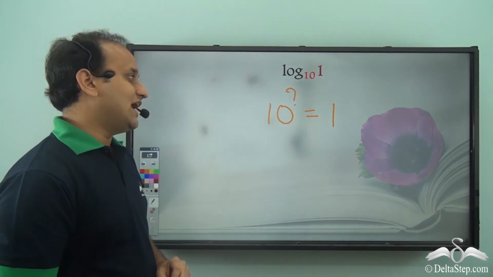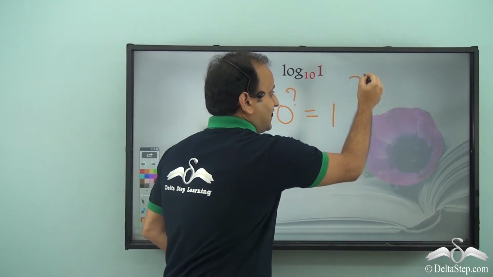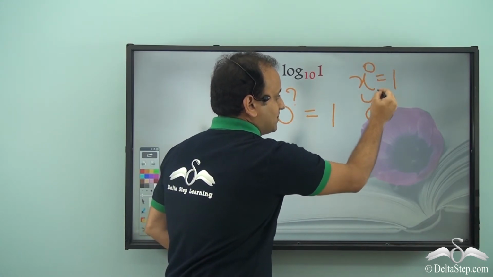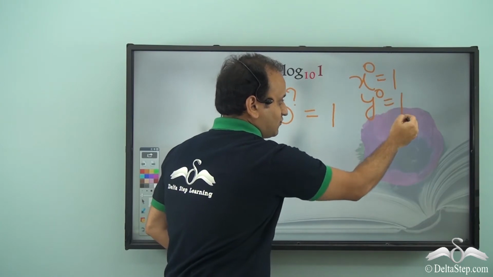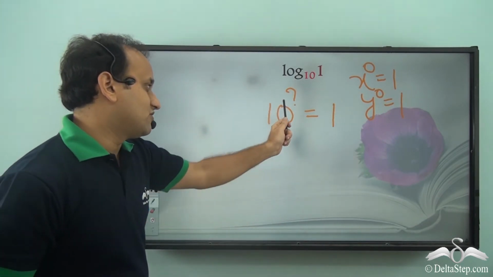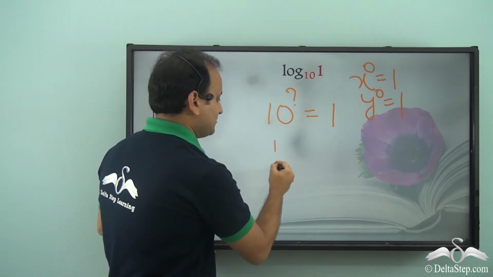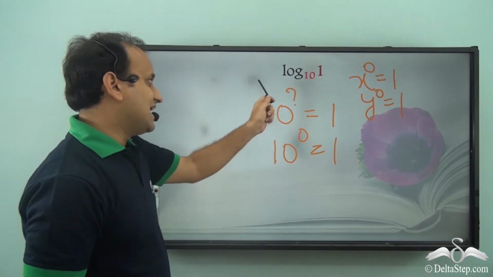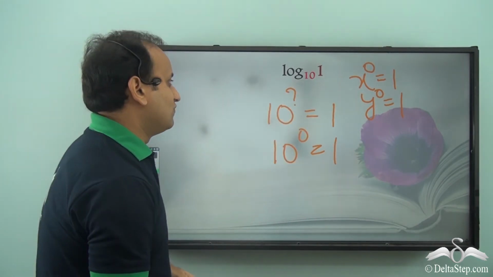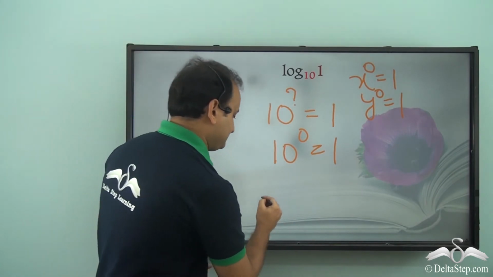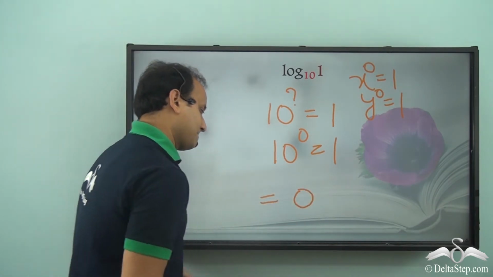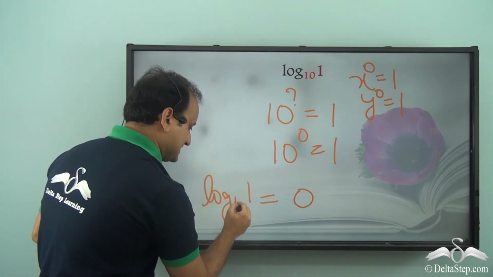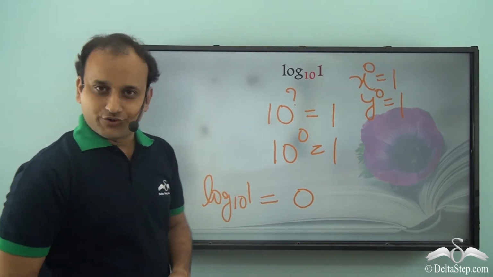Now from exponents you know that anything to the power of 0 is always 1. Whatever be the number, if the power is 0, the answer will always be 1. So what would be the power of 10 to get 1? Obviously it will be 10 to the power of 0 is equal to 1. So it means that log of 1 to the base 10 will be nothing but 0.